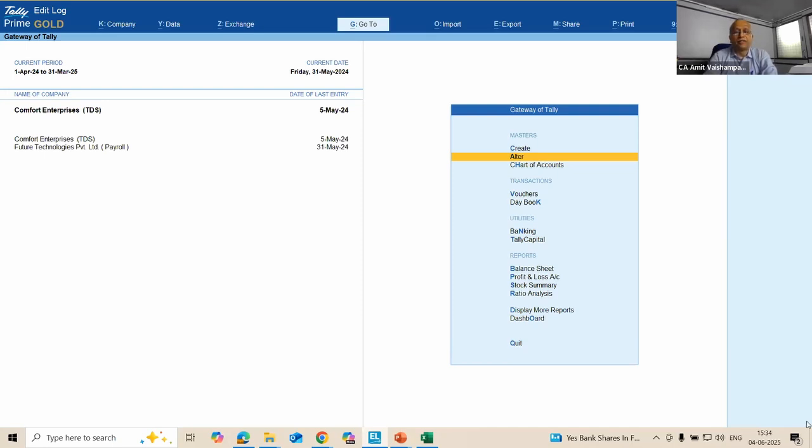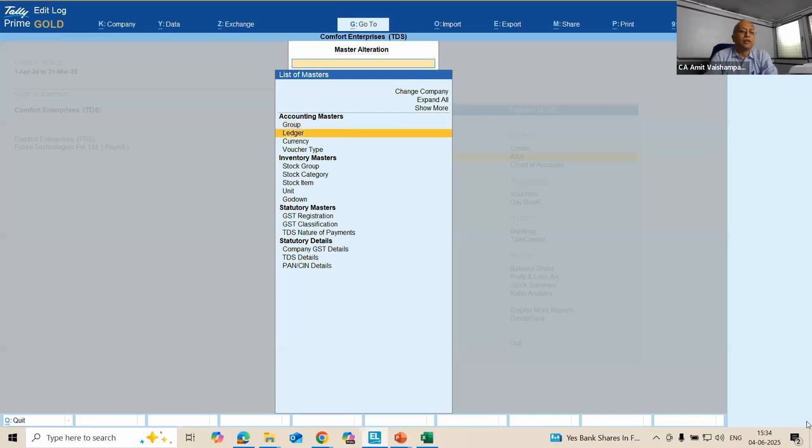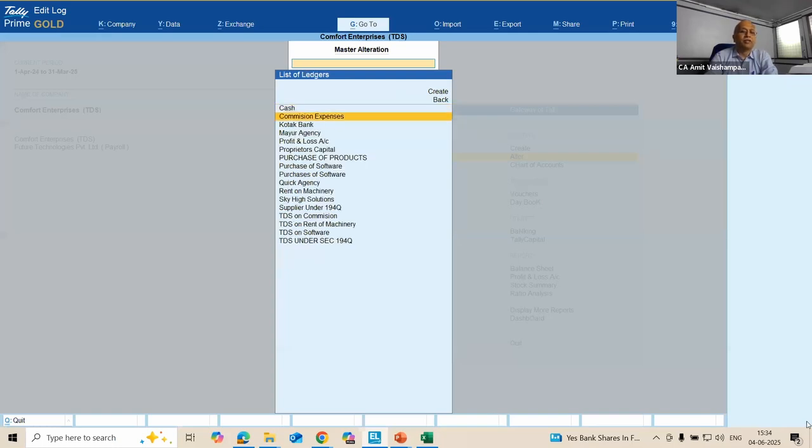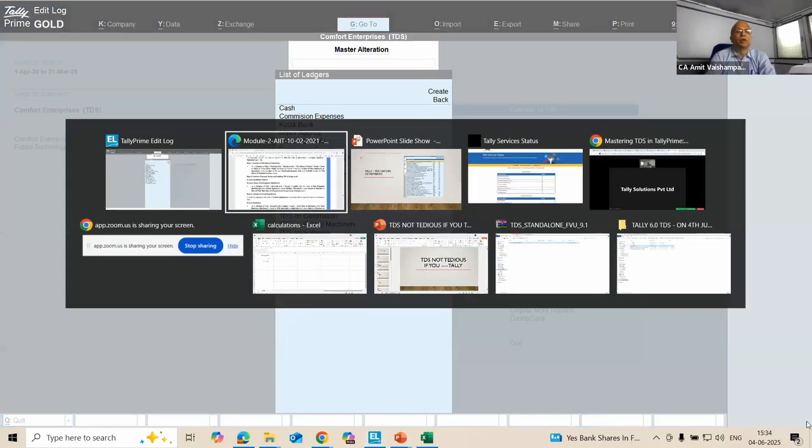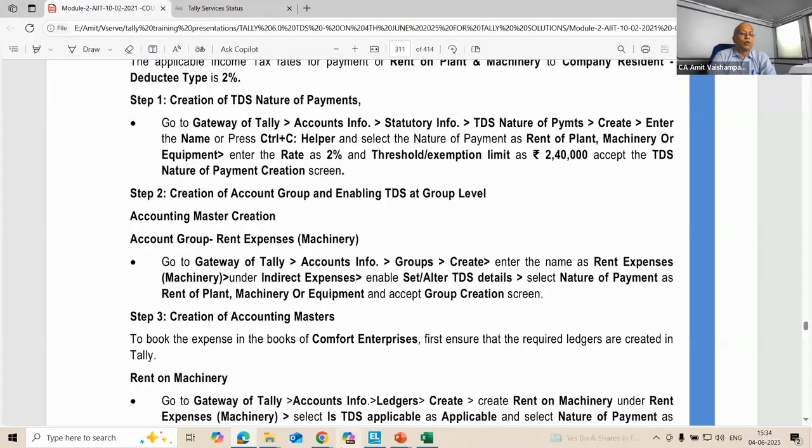The first was TDS nature of payment. Second was the ledger of a party, which was quick agency. Third would be the ledger or a group. Now, if you go to this particular case study, it also talks about creation of a group. Here it has created a group called rent expenses. So what it tries to tell you is that you can also configure a group where TDS can be applicable. So all the ledgers appearing under that group, the TDS would be automatically applicable, right?